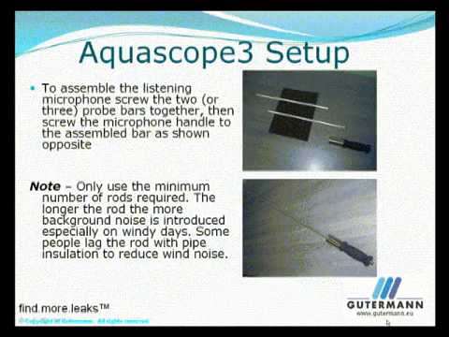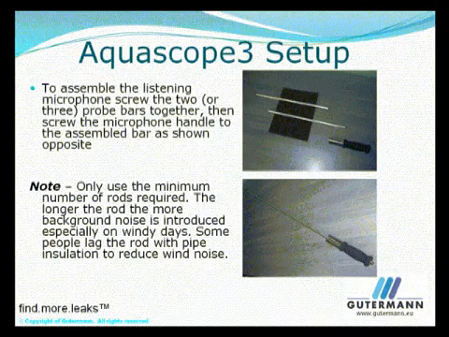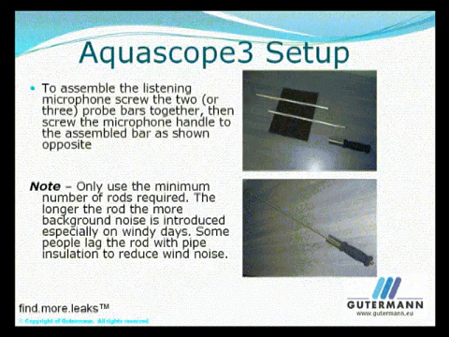Assemble the listening stick. Screw 2 probe bars onto the microphone with the pointed section at the end. Typically, you'll only use 1 or 2 bars unless you are sounding in a deep chamber and all bars are required. The additional bars can induce more background noise. It's a good idea to insulate your probe bars with heat shrink to reduce the wind noise.